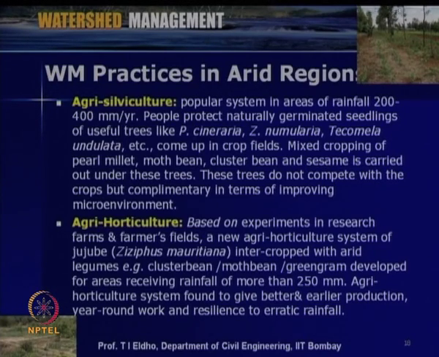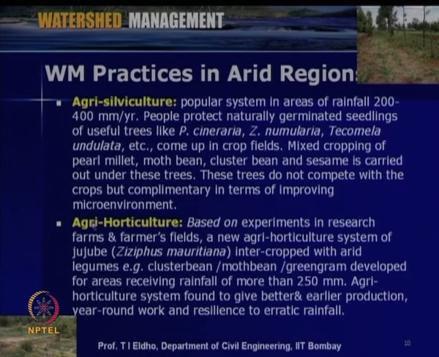So, you can see that big trees will be there like in this photograph, and then small plants like beans, pearl millet, etc. can be grown under the shade of these trees. These trees do not compete with the crops, but are complementary in terms of improving the micro environment. So, that is the so-called agri silviculture system.